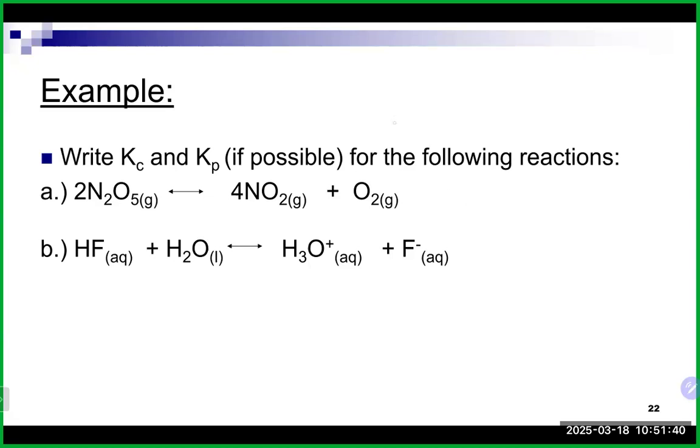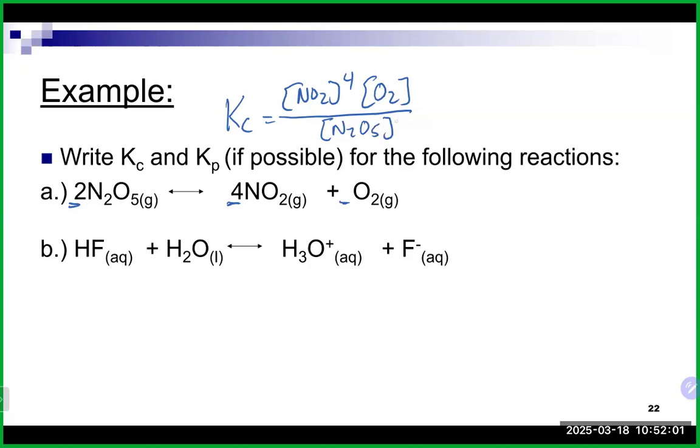So for our first one here, we could write our Kc. Again, it should be the concentration of NO2, which we have to take to the 4th power because of the coefficient, times the concentration of O2, which is to the 1st power, divided by our reactants, which is N2O5. Once again, we need to square it because of the coefficient.